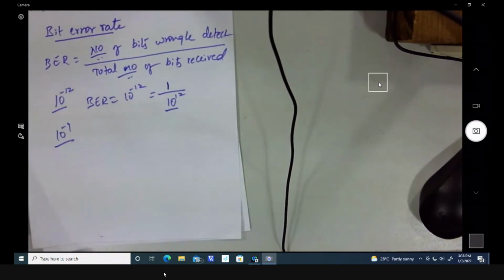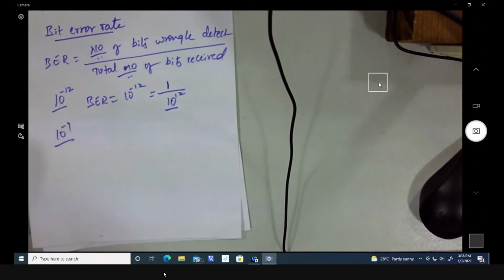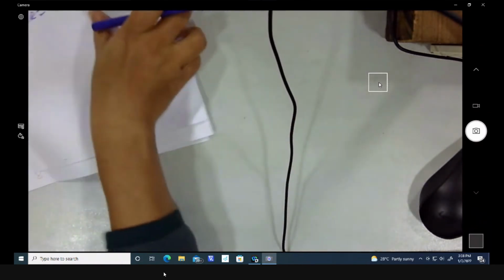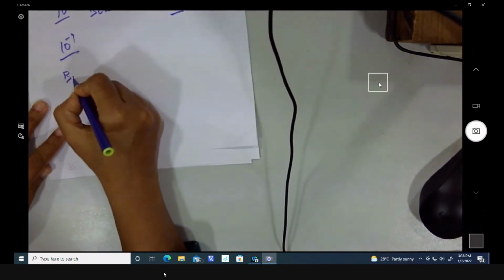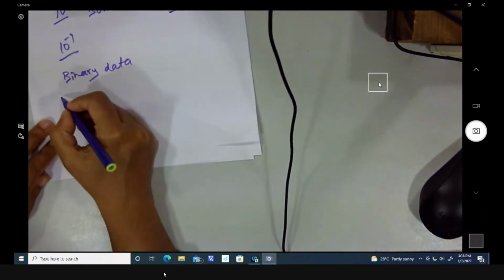If we use wireless communication, there it is more. If you use cable, like OFC or some other cables, it is very less, and in OFC especially the bit error rate is very low. And if you want to do the bit error rate calculation, we are going to do it for the binary data.